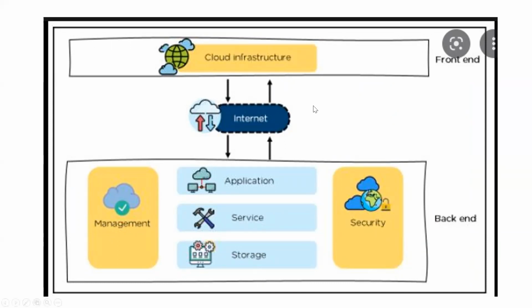The next one is, see, when I talk about cloud, right? When I talk about cloud, you compare it in your mind with Facebook or YouTube or Gmail. Okay. So that's why things will be clear. For example, see, cloud infrastructure: front end, internet, and management, application services, storage, everything. This is all backend. See, the cloud is also like Gmail.